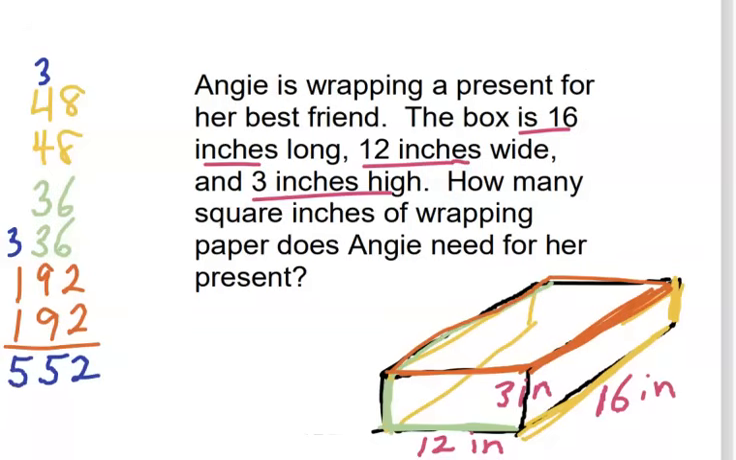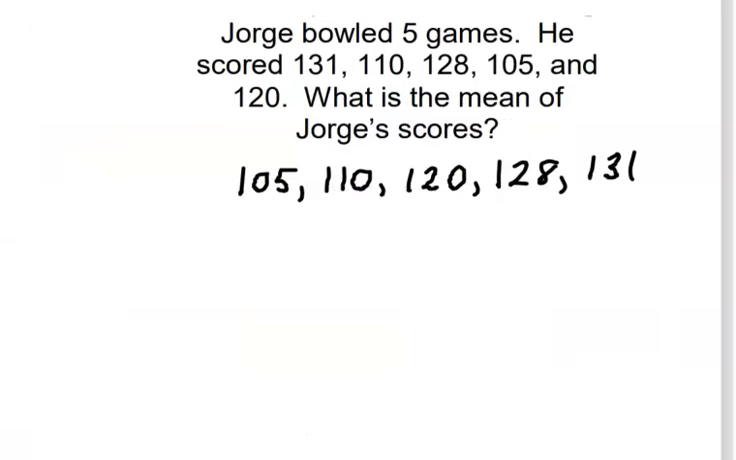All right, so we're going to need 552 inches squared. That's how much wrapping paper we're going to need to cover this box. 552 inches squared.